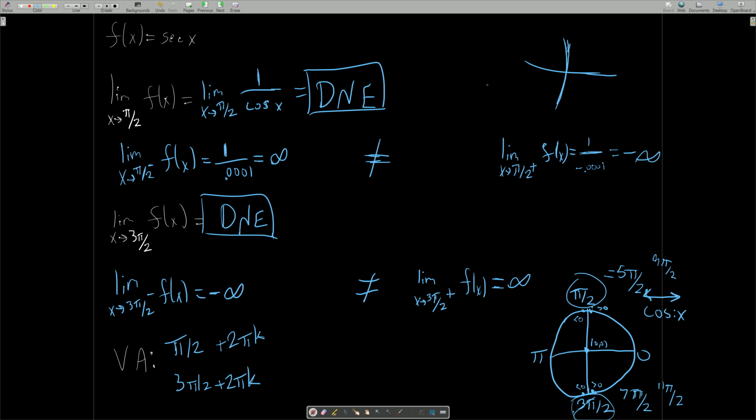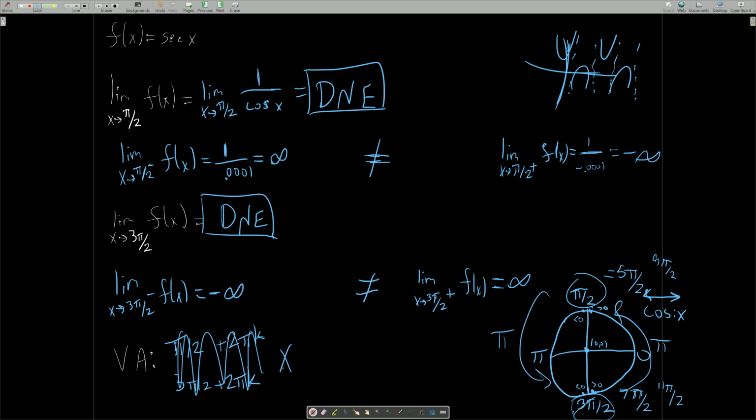Secant x looks something like this. So you have a vertical asymptote here, and here, and here, and here, and it'll keep going on like this forever. But notice that pi over 2 and 3 pi over 2 are only 1 pi apart. Right? Because 3 halves minus 1 half is just 1. These are pi apart. So instead of writing all this, just write pi over 2 plus pi k.